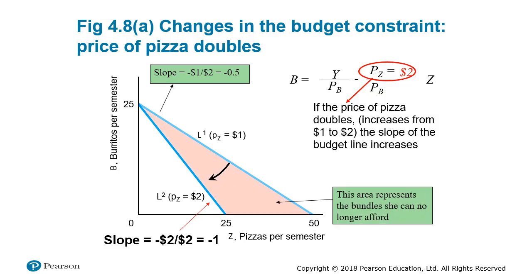Her opportunity set has decreased by the pink shaded area. All of the bundles in the pink shaded area she can no longer afford. They are no longer part of her opportunity set.